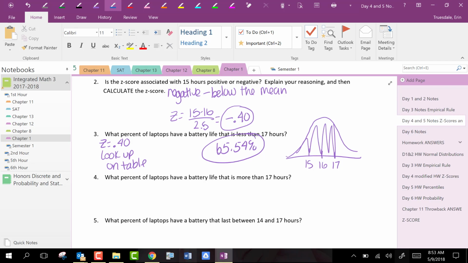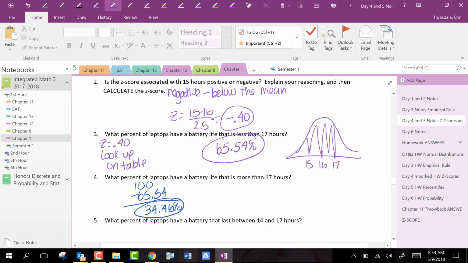How do you find the part that's not 65.54? 100 minus 65.54. Okay, so that's 34.46%. So anytime it says less than, you can just look it up on the table. Anytime it's asking for more than a value, you have to subtract from 100. Yes?